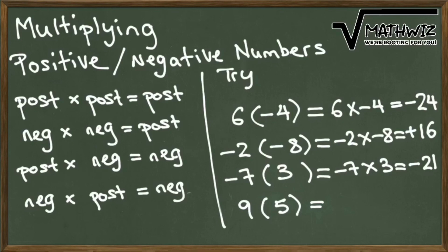For your final question, we have 9 times 5, because we have 9 open bracket 5, and that is a positive times a positive, so it's going to be positive, and 9 times 5 is going to be 45.